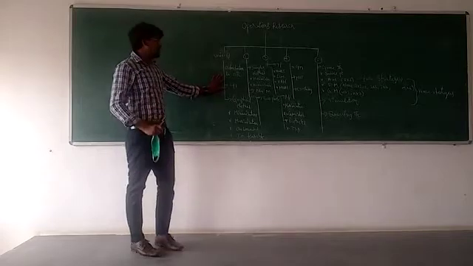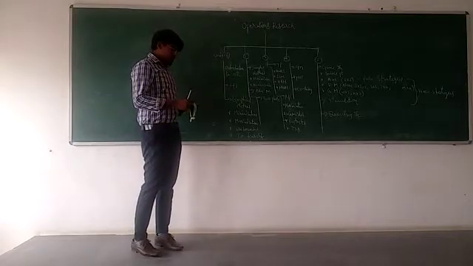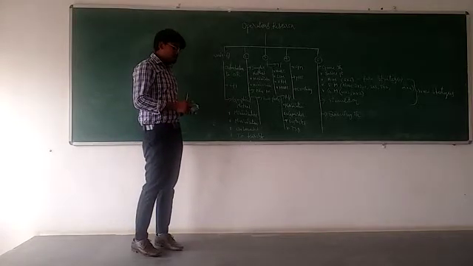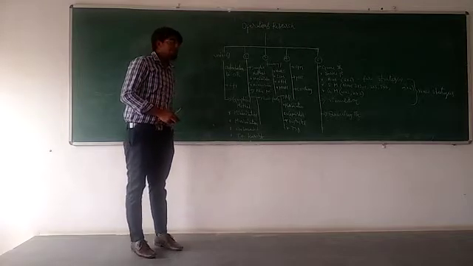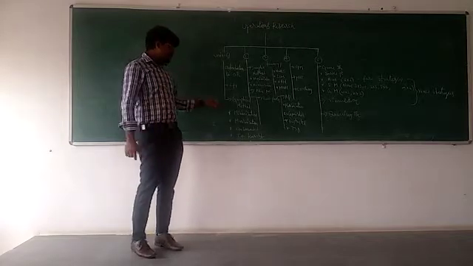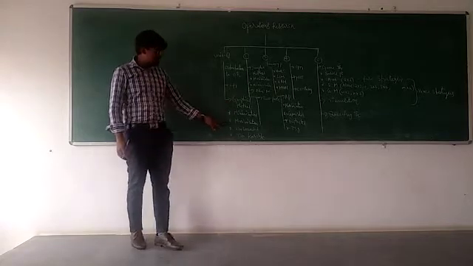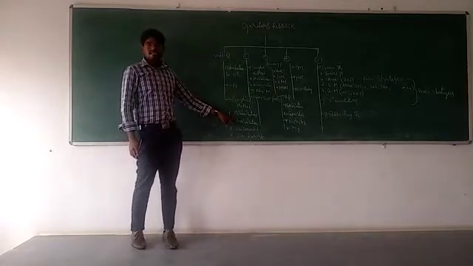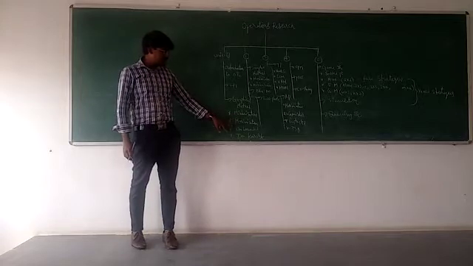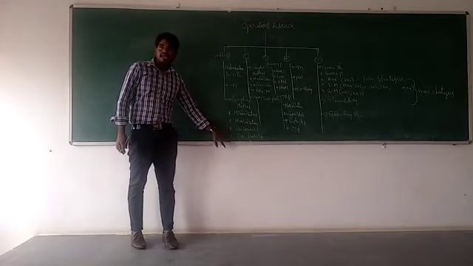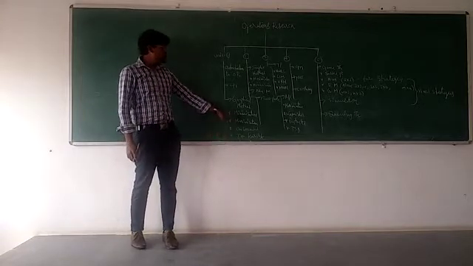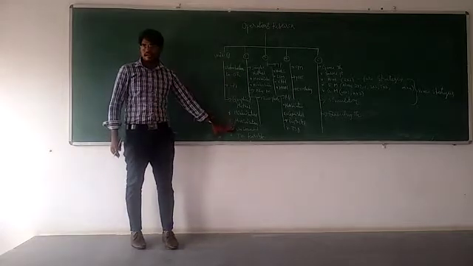In LPP, the problems are very important: the formulation of LPP, and after that the graphical method. In the graphical method, we have 2 types: minimization case and maximization case, plus unbounded and infeasible cases. So this is about unit 1.